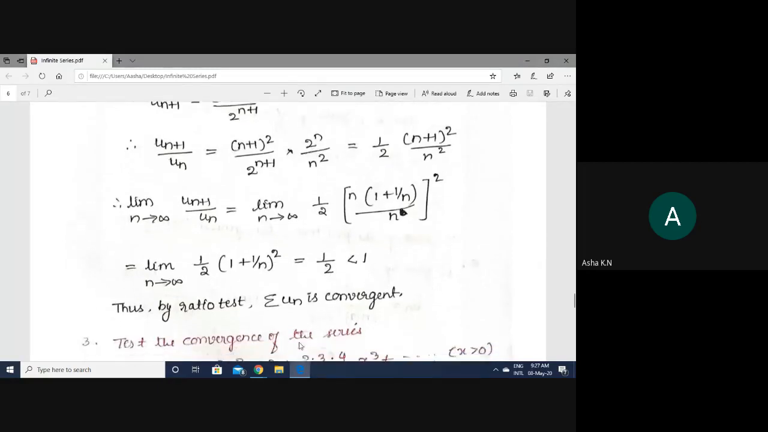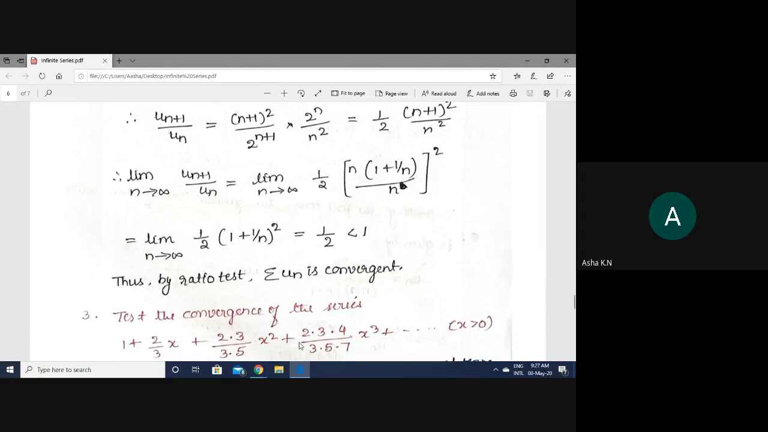Okay. Now, coming to the next one. Test the convergence of the series. This is the series given. And yesterday, in the last class, we got disconnected in between, right? Now I remembered. Okay, it's fine. I think I don't remember whether I explained that problem or not. I'll go back to that later.